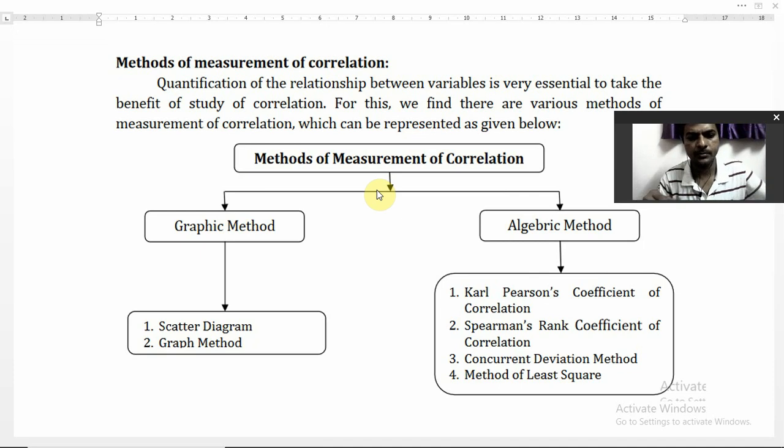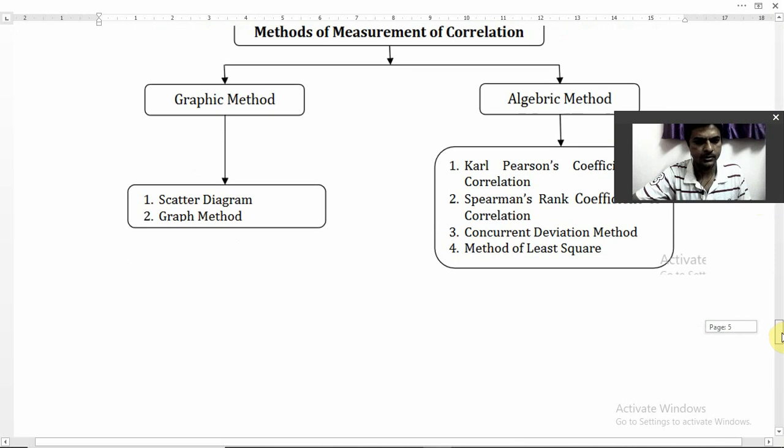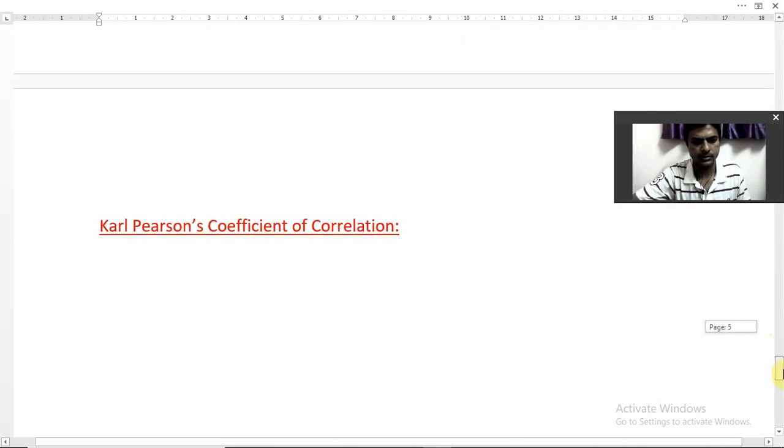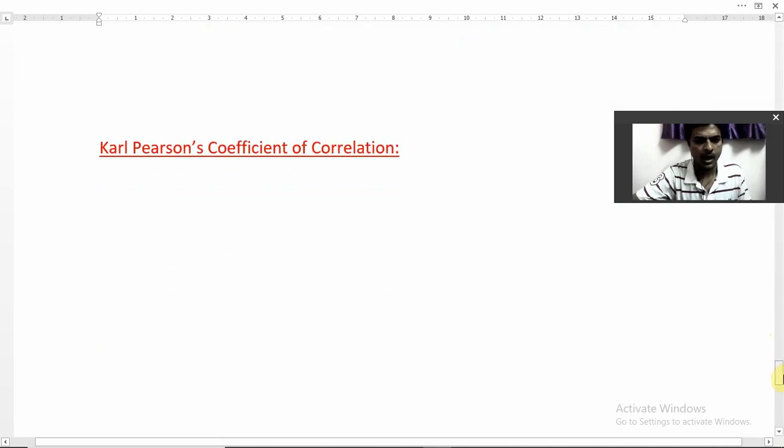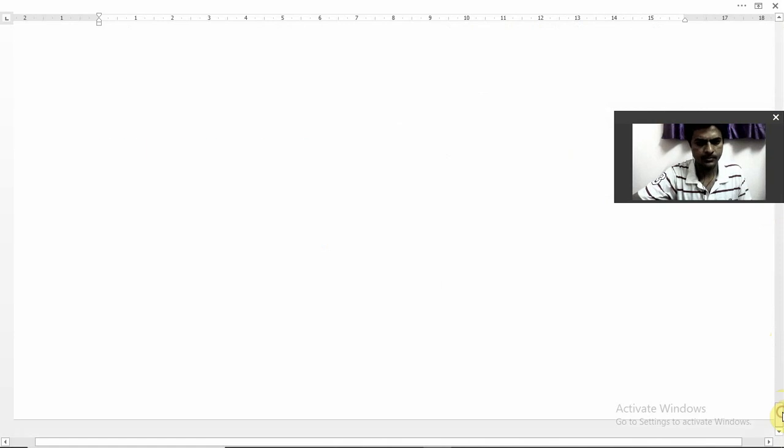The next one we have is Spearman's rank coefficient of correlation. Then we have the concurrent deviation method and the method of least squares. So these are all algebraic methods of correlation. Yes, friends. So these are the methods we have. Next, we'll see Karl Pearson's coefficient of correlation.